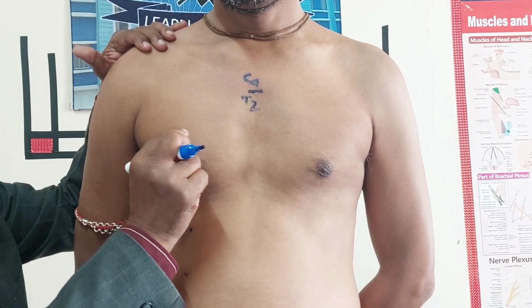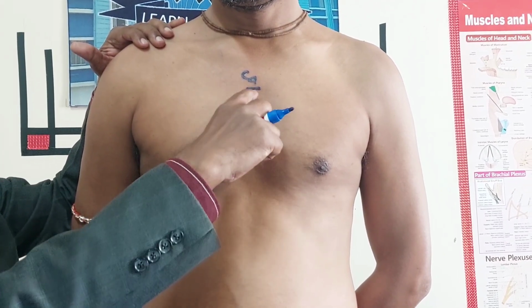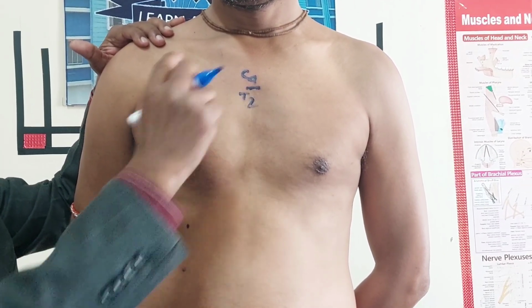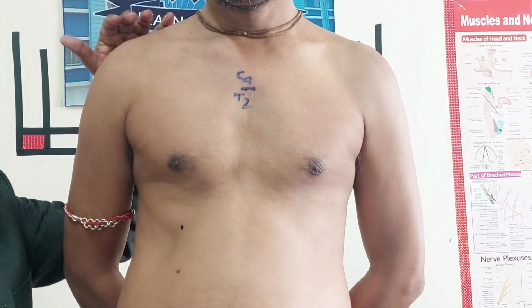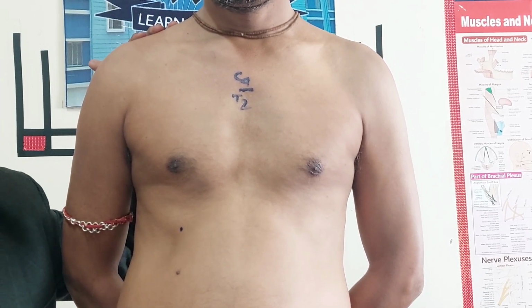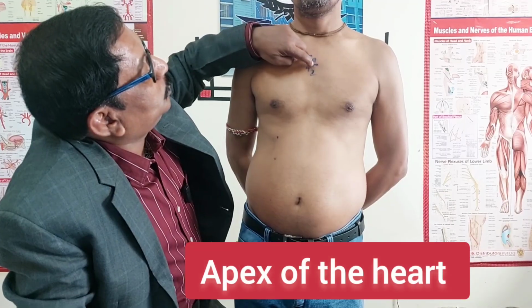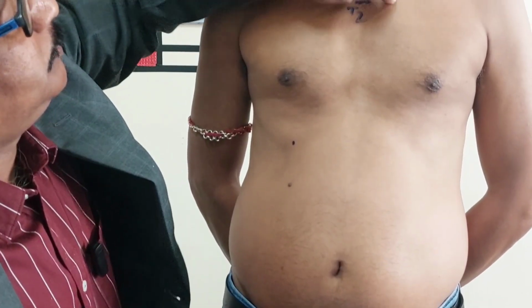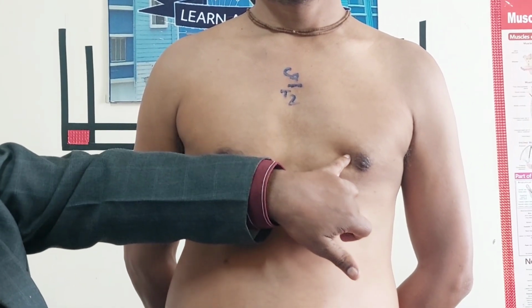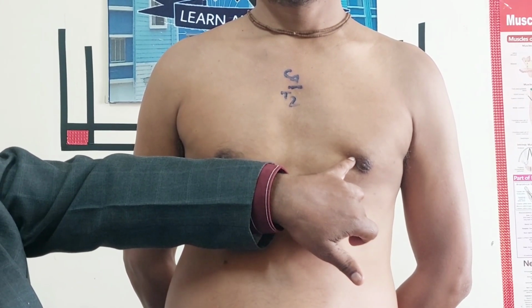So some sort of movement is there, and due to this movement the sternum moves forwards and backward during respiration. So all these are important landmarks at the level of sternal angle. Next point is apex of the heart. Here also we will count the ribs because the apex of the heart is at the level of fifth intercostal space on the left side.